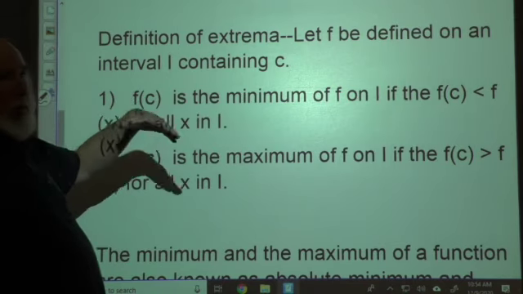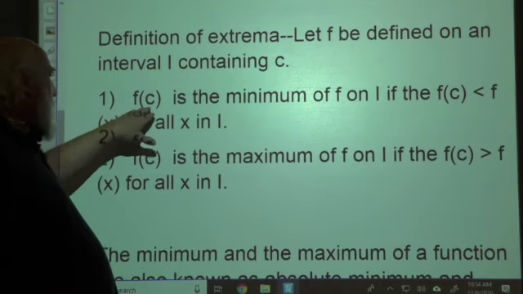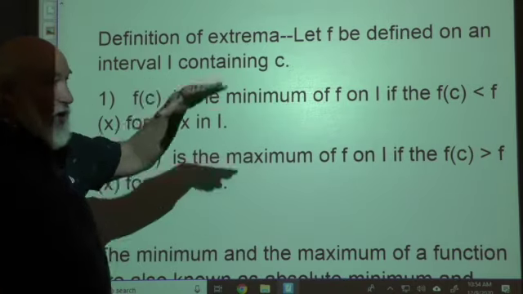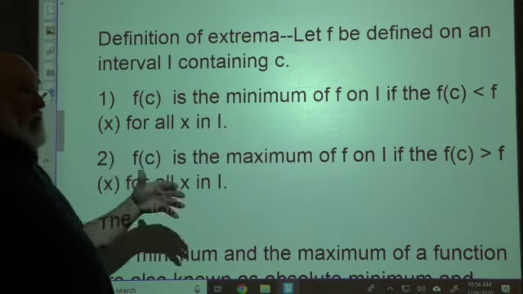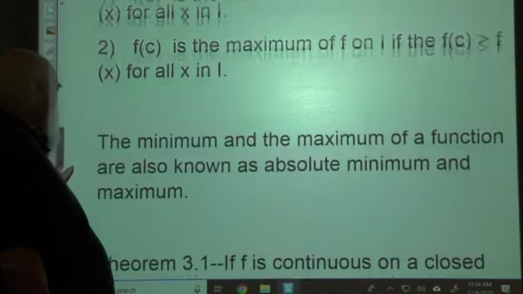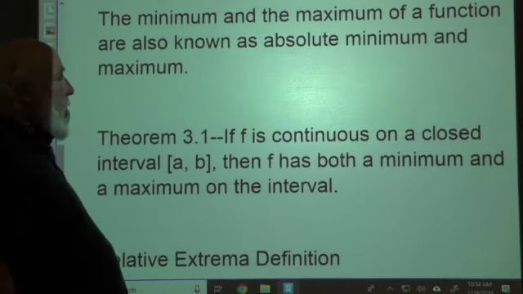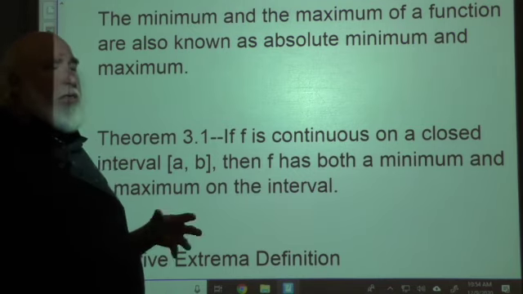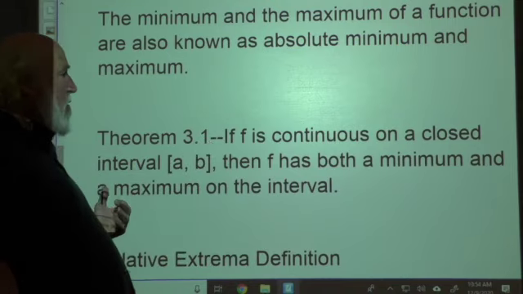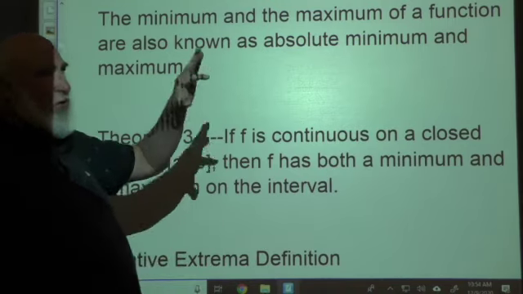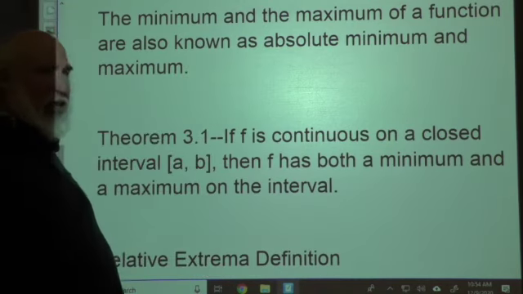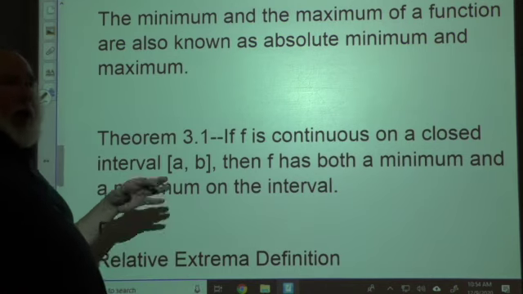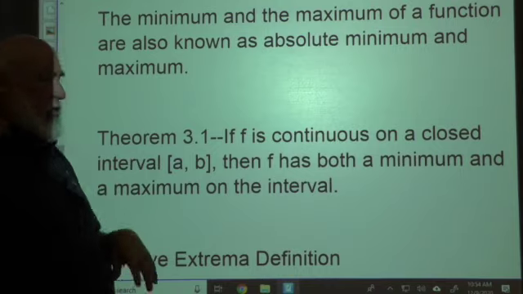Okay, where C is a point between A and B in the interval, and f(c) is the y value. It's the minimum when it's the lowest of all the points in terms of height, and f(c) is the maximum when it's the highest point. And so we're going to call them absolute minimum and absolute maximum, because they are going to be the highest and lowest point. There are other situations where we call them relative minimum, relative maximum. Maybe you have loops in there that are not as high as the highest and lowest points, but they are still high and low of that particular region. We're not going to get into that today.